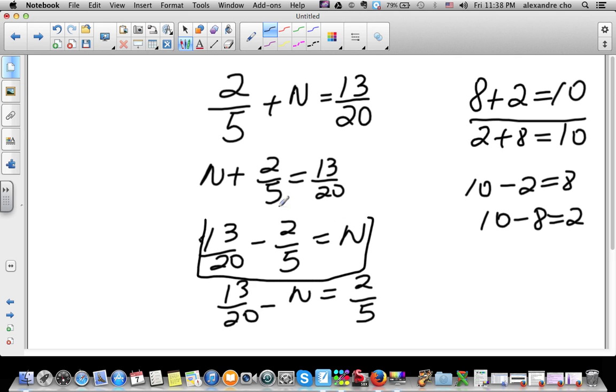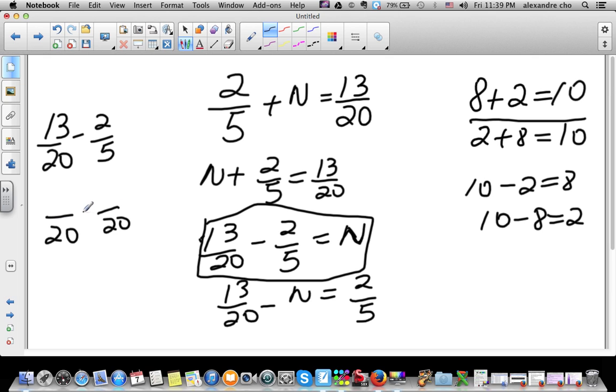It's this little guy right here. Why? Because the n is all alone by itself, it's isolated, and by doing 13/20 minus 2/5, you actually get what n is supposed to be. So in this case, let's subtract 13/20 minus 2/5. You're going to have to change first. Denominators are 20, one's already at 20, this is times 4, so top by 4, so you get 5/20. Okay, so there is our answer.